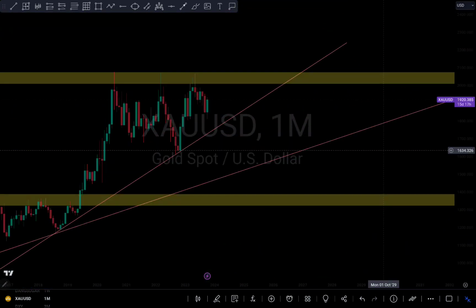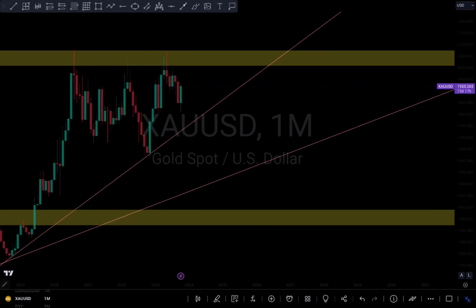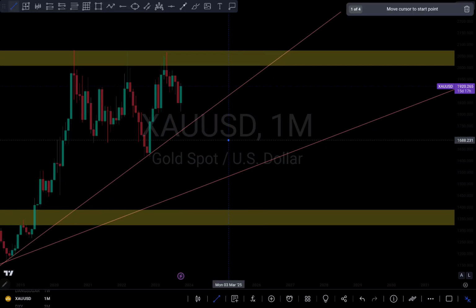Now that I'm on the 1 month time frame, all I have to think now is, is there anything I can draw to this to simplify the chart for me? I can still actually draw a trend line from here to here. So a trend line just needs 2 points, to be honest.